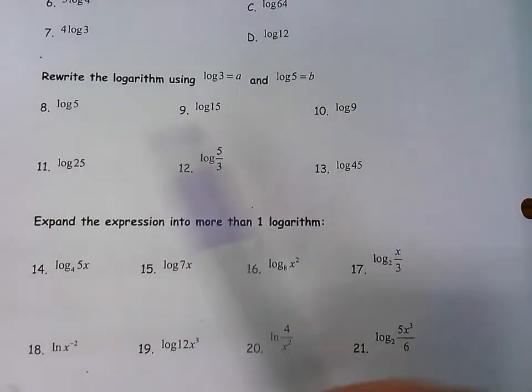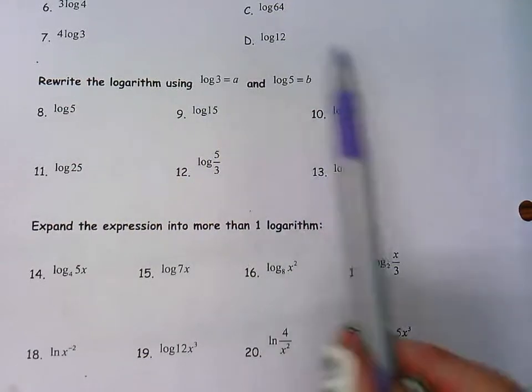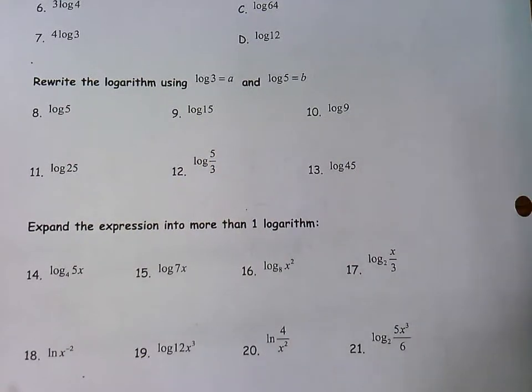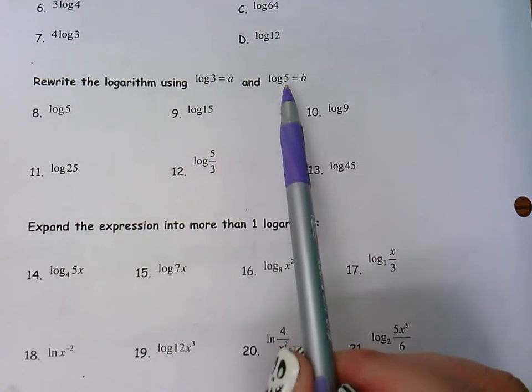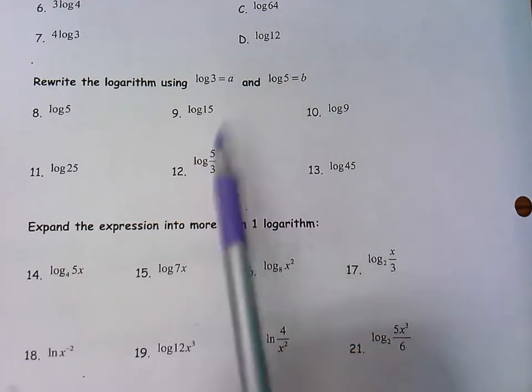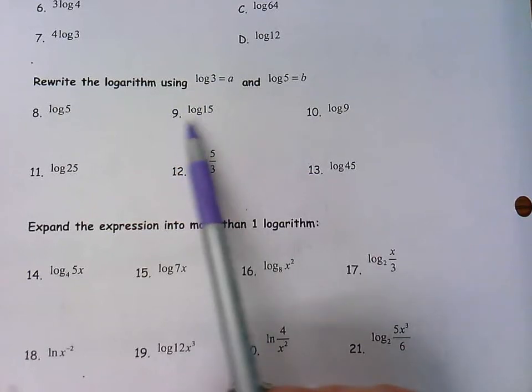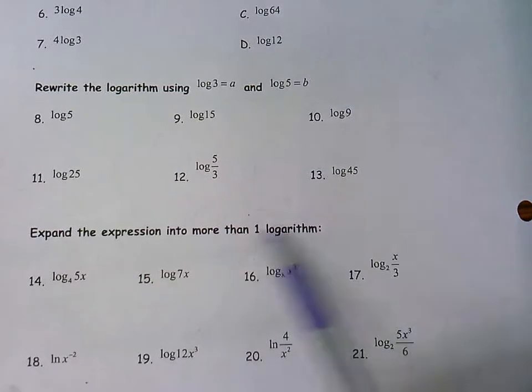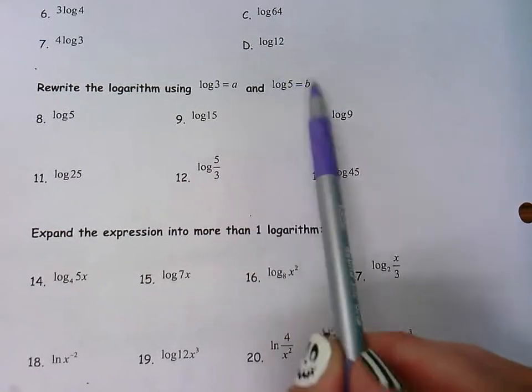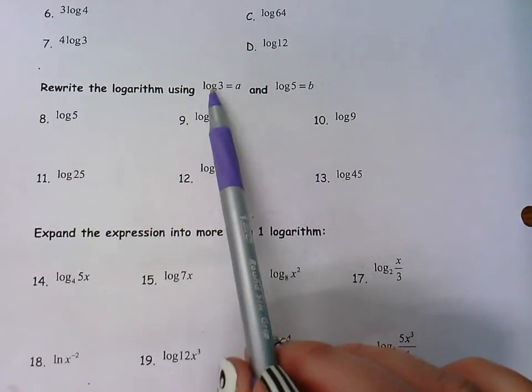Let's skip down to number 8. This was the old-fashioned way when they didn't have calculators. They might know what the log of 3 is, they might know what the log of 5 is, but they might not know what the log of 15 is in their table. So if you're practicing using a and b, what would I have to do if this was a value in my table?